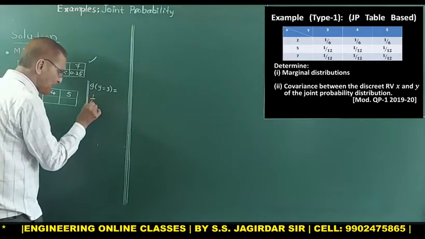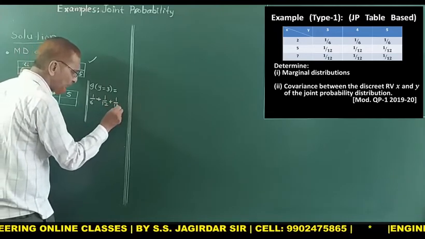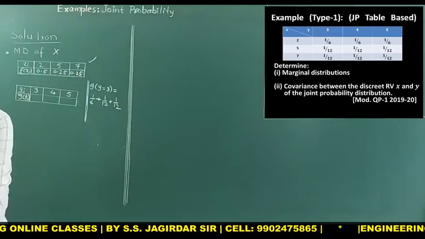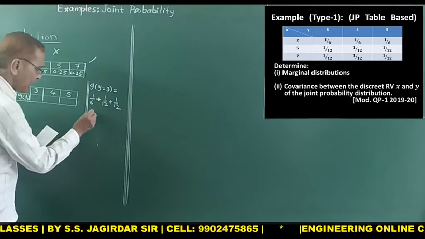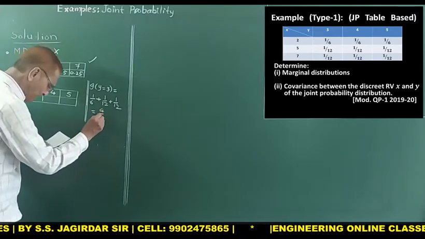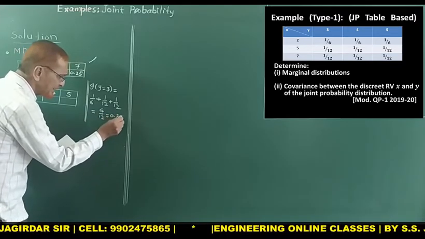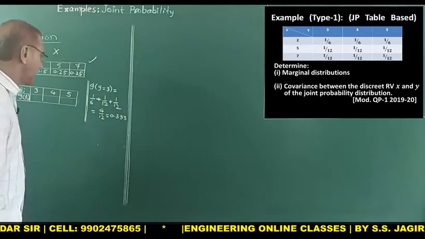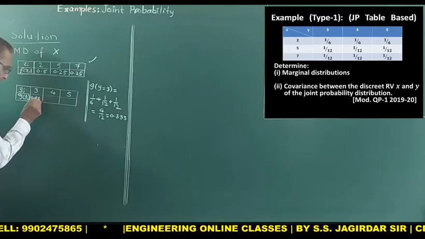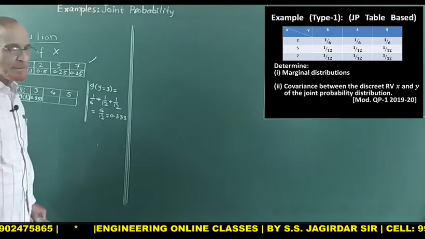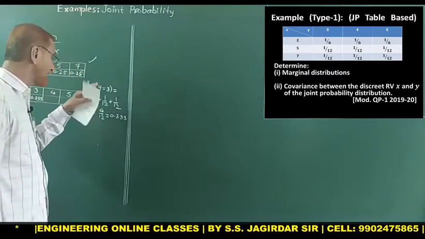Look here, first is 1 upon 6 plus 1 upon 12 plus 1 upon 12. When you take up these values, what is the result? You can work out, it is 4 upon 12, which is approximately 0.333. So this is the first result. Therefore I will write here 0.333. This is the marginal distribution of random variable y's value 3. When y is 3, it is the value.